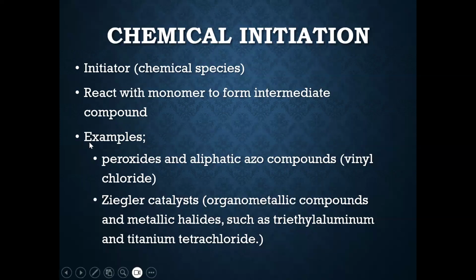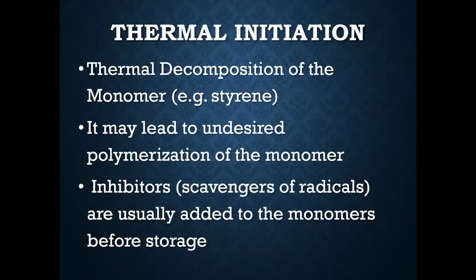Examples of the chemical initiators are peroxides and aliphatic azo compounds like vinyl chloride. Also, Ziegler catalyst, which is an organometallic compound, and metallic halides such as triethyl aluminum and titanium tetrachloride. These are examples of the chemical initiation. The thermal initiation, from its name, is a thermal decomposition of the monomer. The monomer is decomposed by temperature, like styrene.